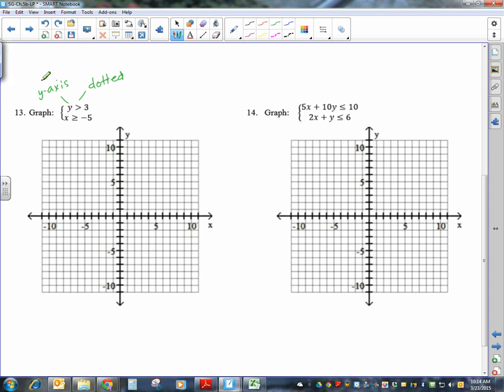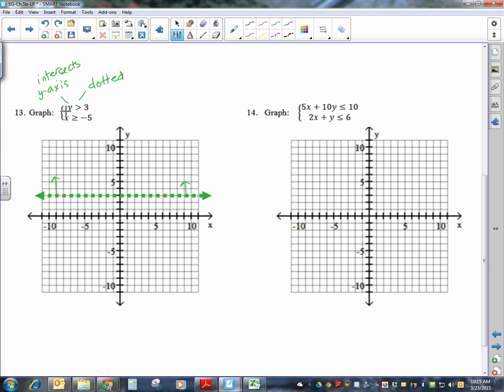Okay, and actually I should say intersects because I don't want you to think it's parallel, but it intersects the y-axis. It is going to be dotted, as I just said. It's going to be green, so I'm going to go through right here. Okay, and if you look at the equation, it says y is greater than. So hopefully you know greater than means I'm going to go above it. So I'm pointing my arrows that way.